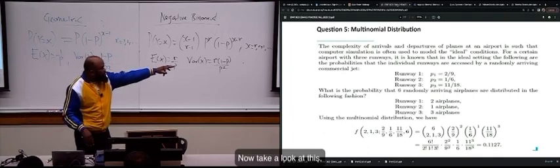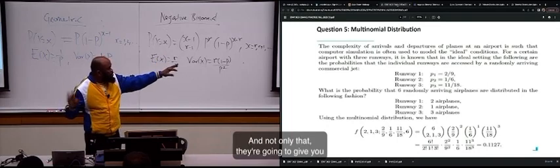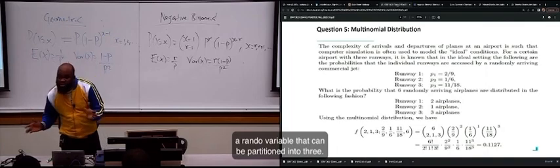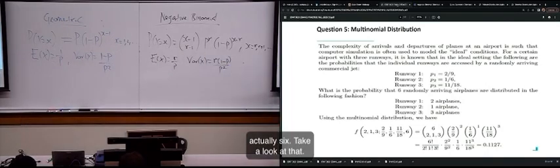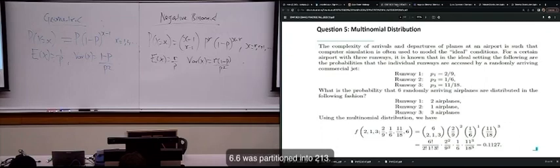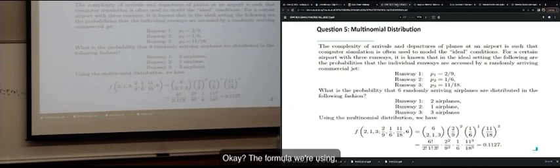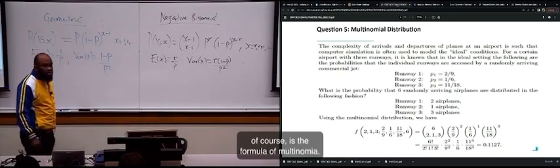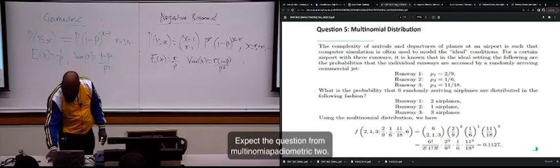Now take a look at this. You're actually going to have three probabilities given, and not only that, they're going to give you a random variable that can be partitioned into three. The random variable was actually 6. Take a look at that, 6. And 6 was partitioned into 2, 1, 3. The formula we're using, of course, is the formula of multinomial. So expect a question from multinomial.